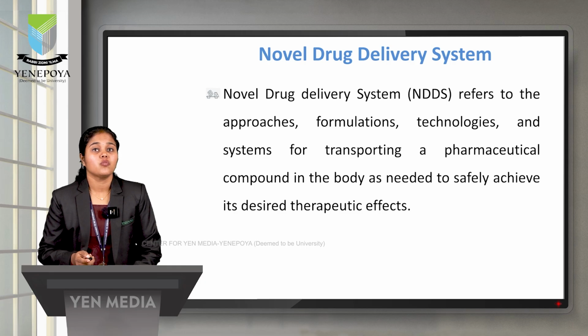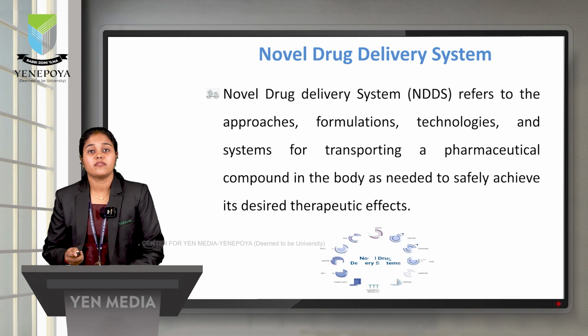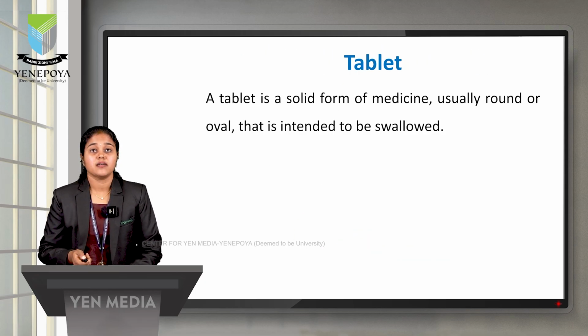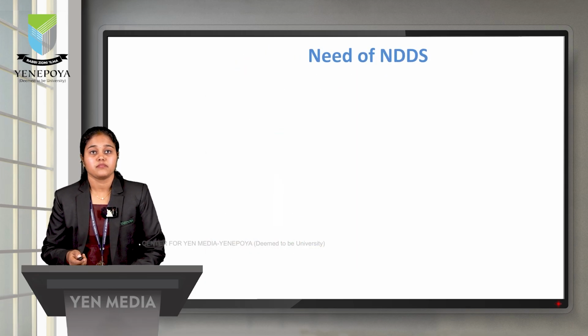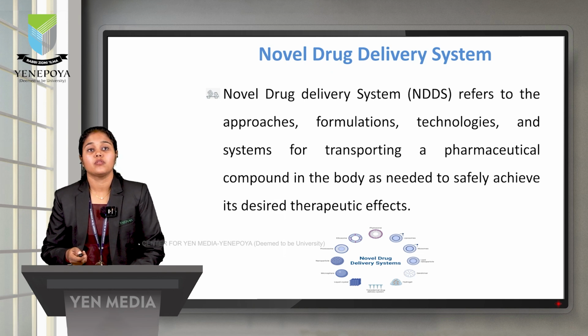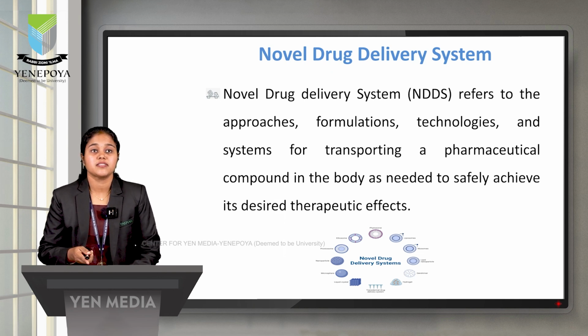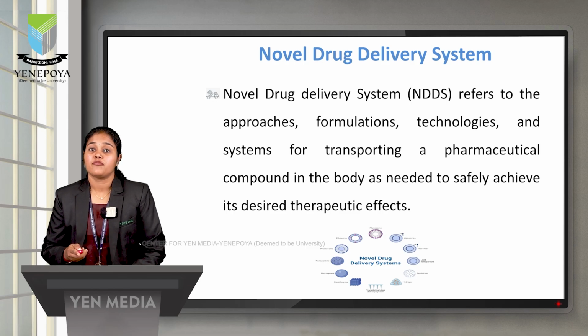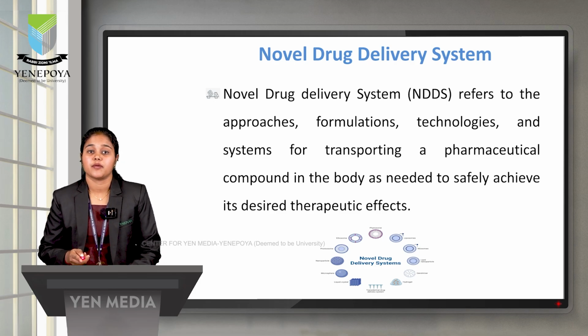The next is the novel drug delivery system. We have seen what a solid dosage form is, what a liquid dosage form is, and now the novel drug delivery system. So what is a novel drug delivery system? It refers mainly to approaches, formulations and technologies, and systems for transporting a pharmaceutical compound, that is API or drug, in the body as needed, safely, to achieve its desired therapeutic effect.